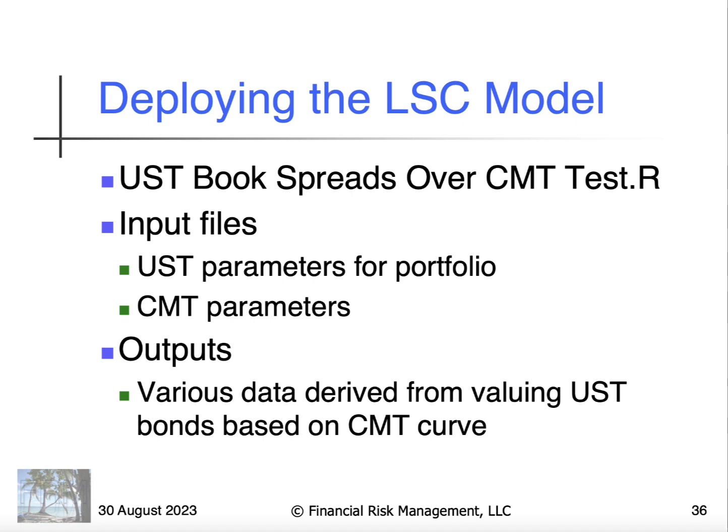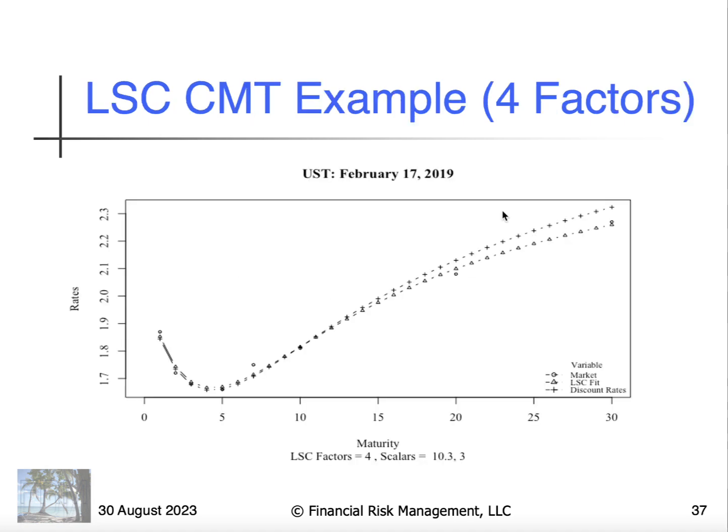By applying the LSC model to constant maturity treasuries, this illustrates a four-factor model. The line with the triangles in it is the LSC fit of the CMT curve, and the line with the pluses in it is the zero coupon discount factors continuously compounded. It's important to understand the context of this analysis.